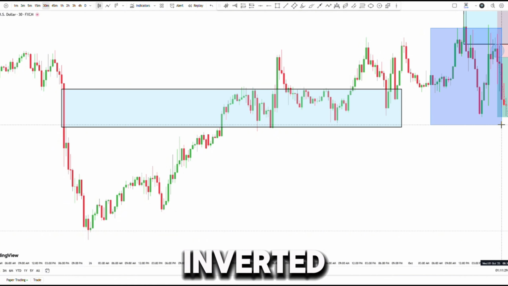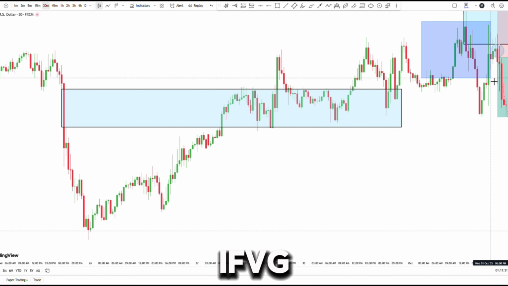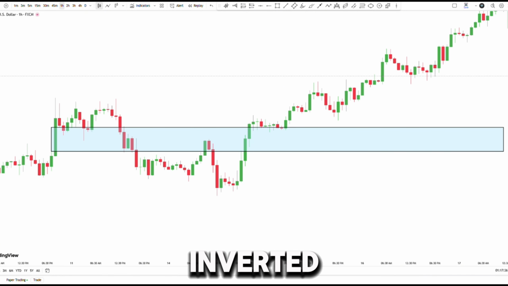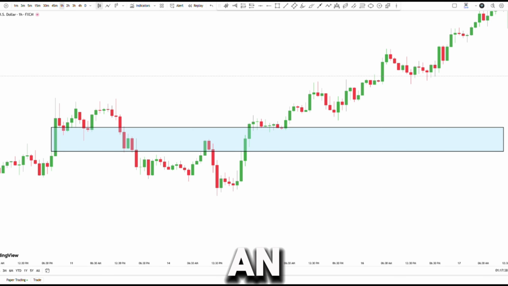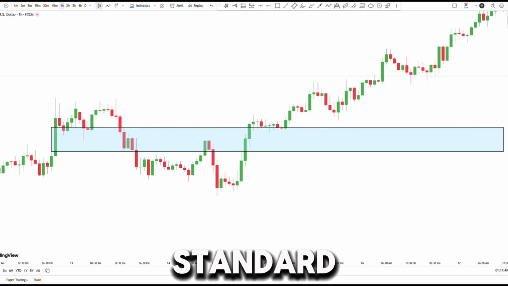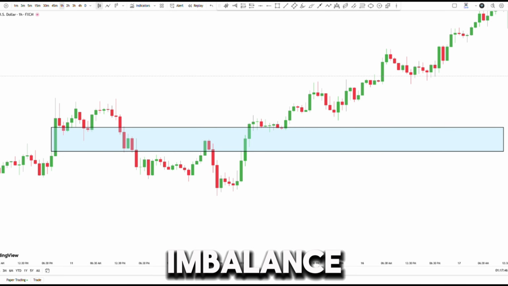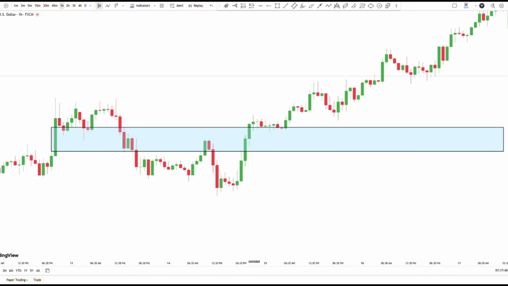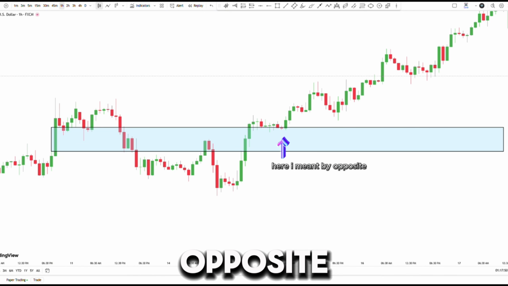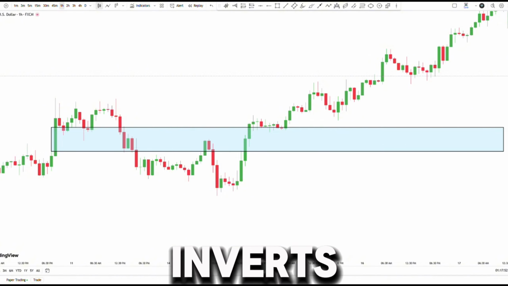That brings us to the inverted fair value gap, IFVG. Now, inverted fair value gaps. An IFVG happens when a standard FVG is invalidated: price trades fully through the gap, filling it, but creates a new imbalance. If price then closes beyond the opposite boundary, the original FVG inverts.